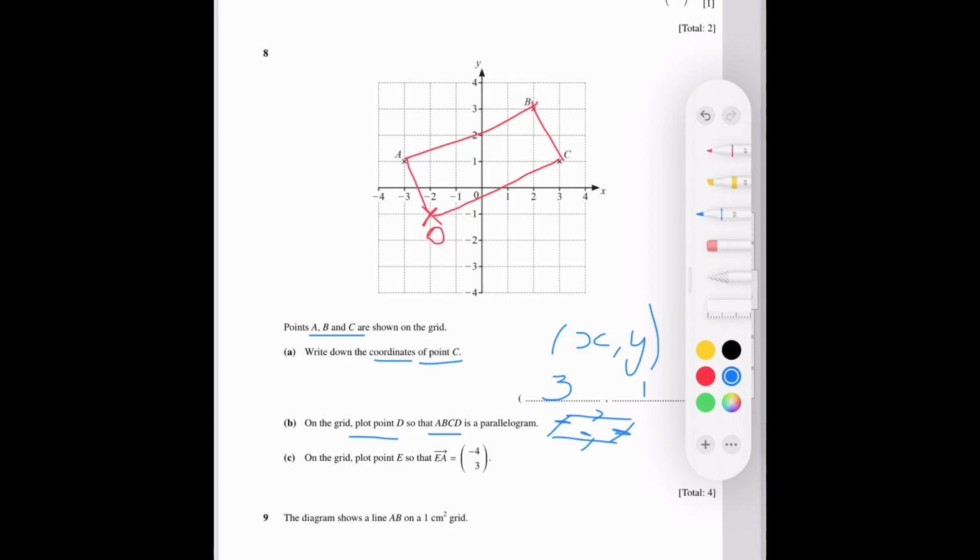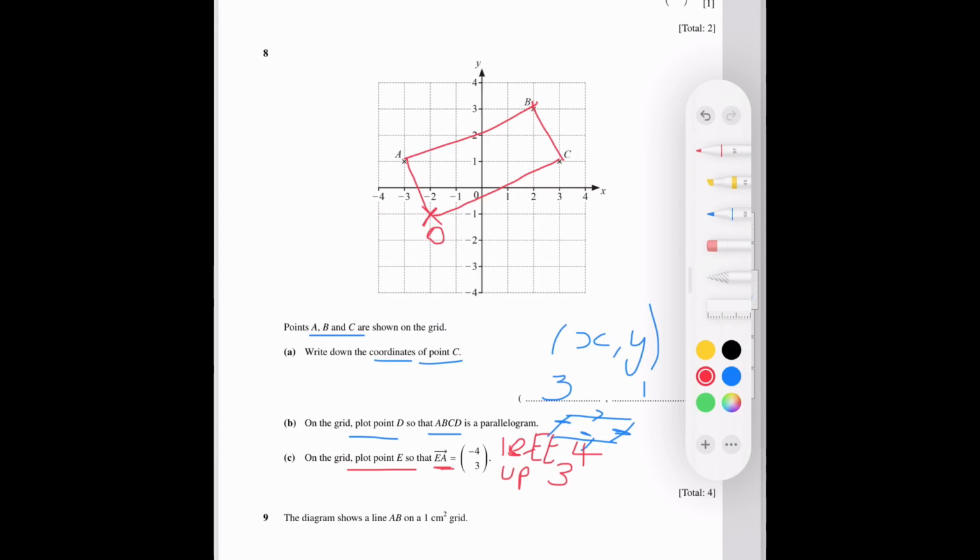It then says for question C, on the grid, plot point E, where EA is -4 and 3. So this is saying E to A. So E to A has to go to the left because we know our -4 represents our x-axis. So it has to go to the left 4 places, and it's going up 3 places. So we have A on our graph, but we do not have E. That's the way we have to find it.